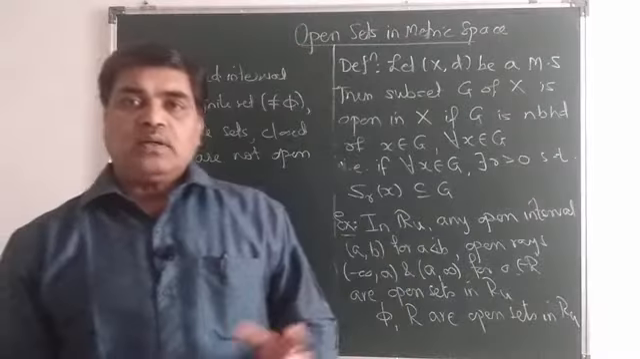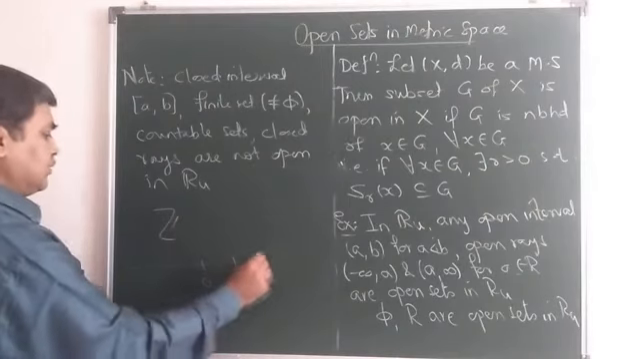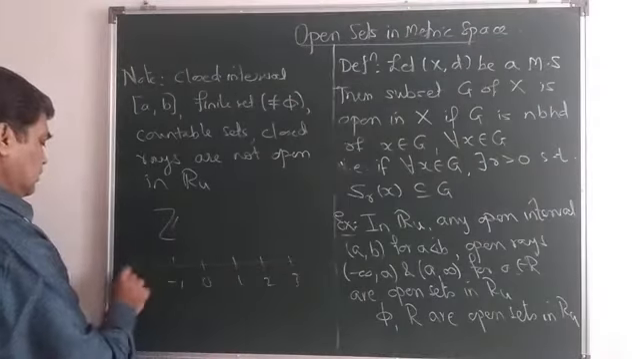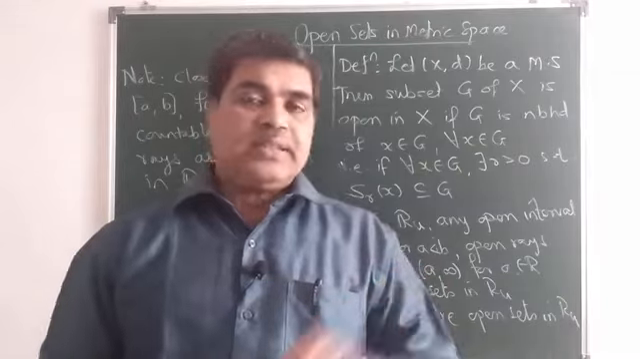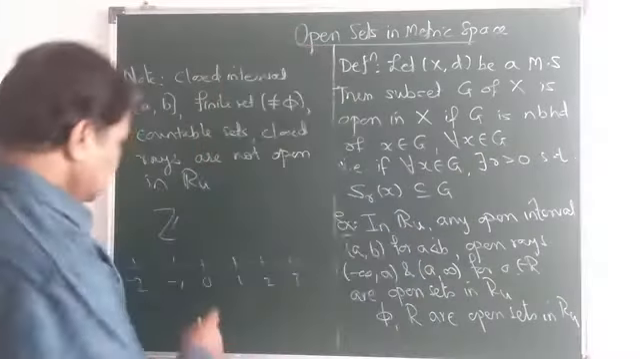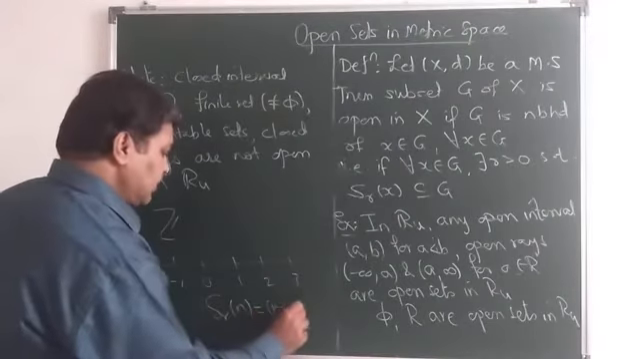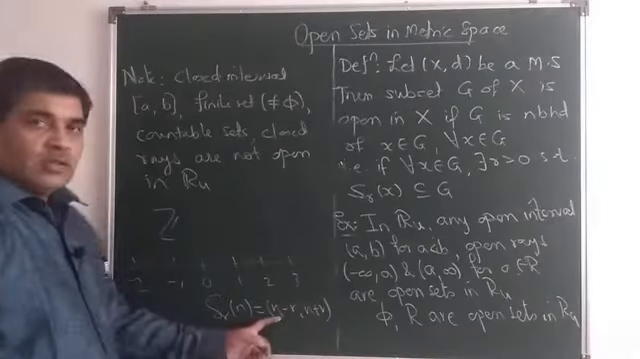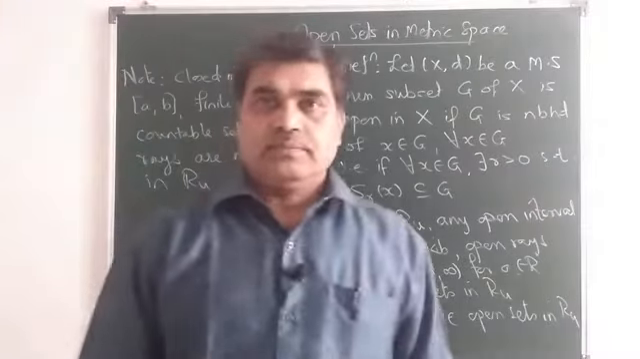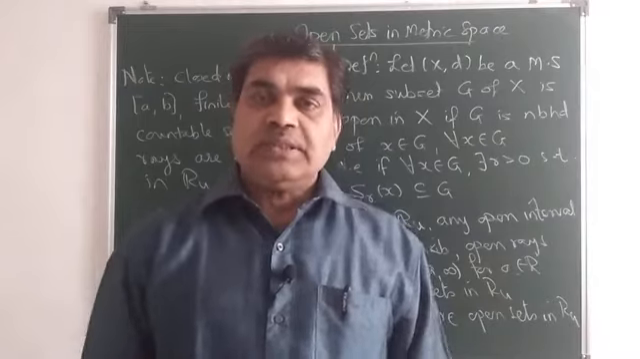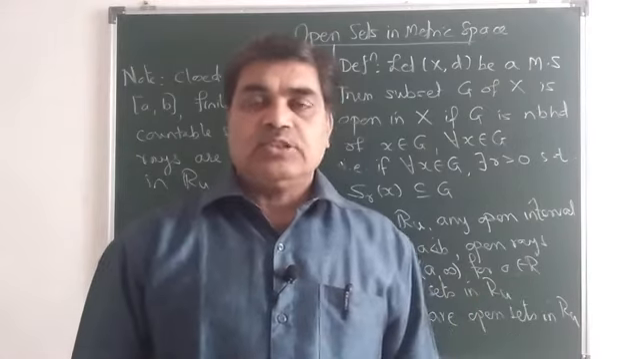If I take the set of integers 0, 1, 2, 3 and so on, about any integer n, if I take the open sphere with radius r, S_r(n), even though that r is too small, it becomes the open interval n minus r to n plus r, which is an interval, and that interval is not a subset of the set of integers. Therefore the set of integers is not open.